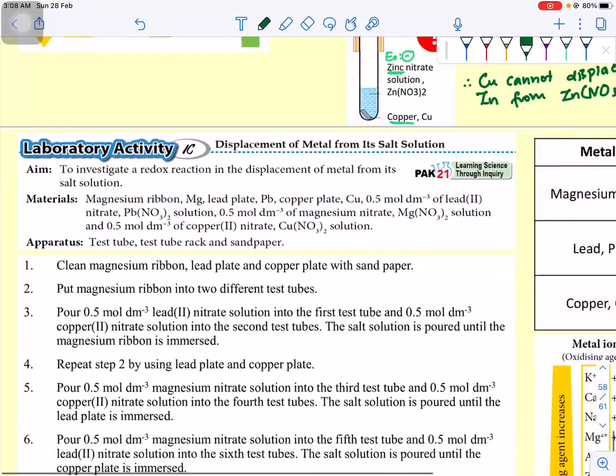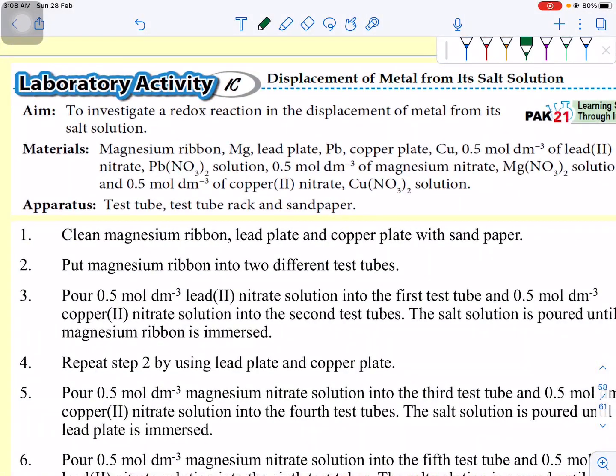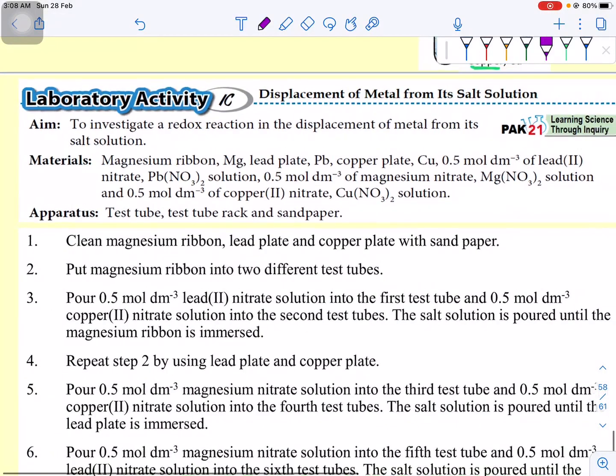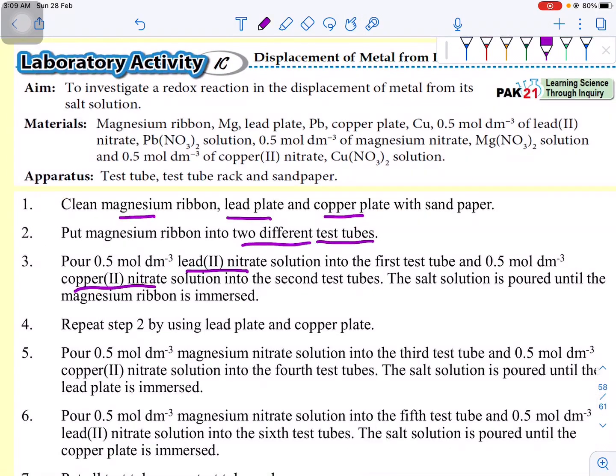Okay, let's try to check and enhance your understanding. This is the experiment to study about the displacement of metal from its salt solution. So we have a few metals. Kita ada magnesium, lead and copper plate. Kita kena rub dengan sandpaper untuk remove the oxide layer, and then we put the magnesium into different test tubes and then add lead nitrate and then copper nitrate into the second test tube, and then kita repeat the same method pakai lead dengan copper.